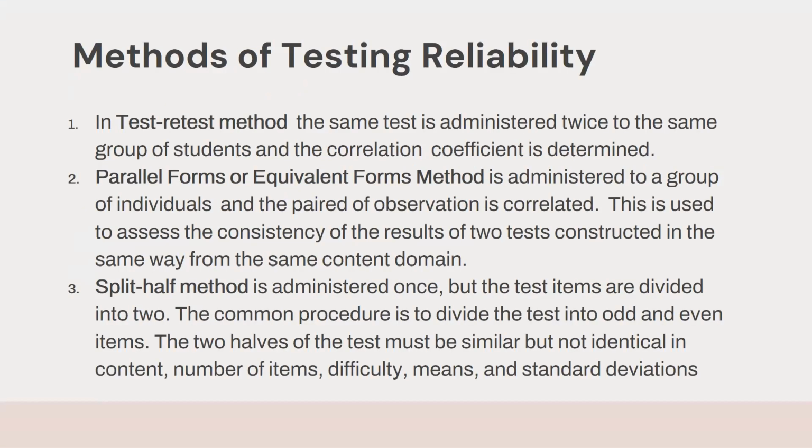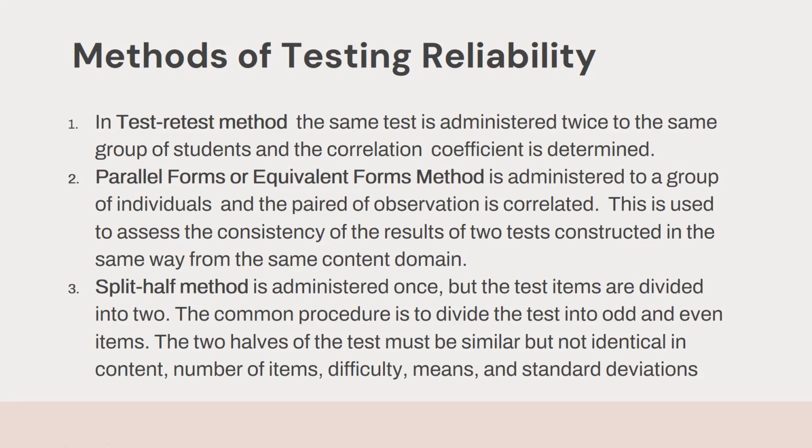So we have here different methods of testing reliability. First, we have the test-retest method. The same test is administered twice to the same group of students and the correlation coefficient is determined. So you're testing the same group of individuals twice. That's the test-retest method. We have the parallel forms or equivalent forms method, administered to a group of individuals and the period of observation is correlated. This is used to assess the consistency of the results of two tests constructed in the same way from the same content domain.